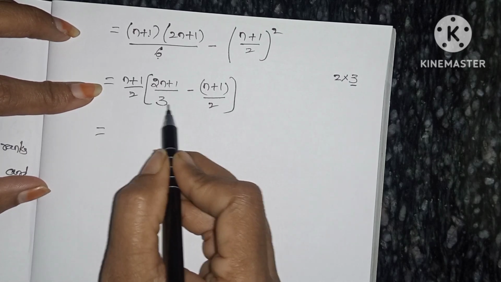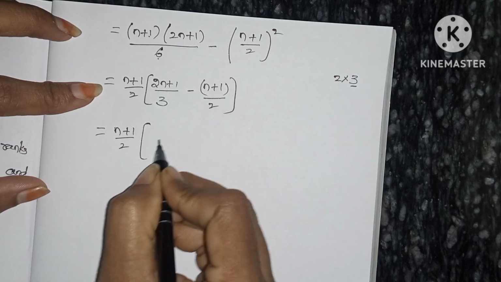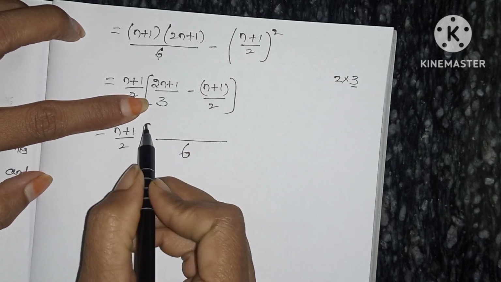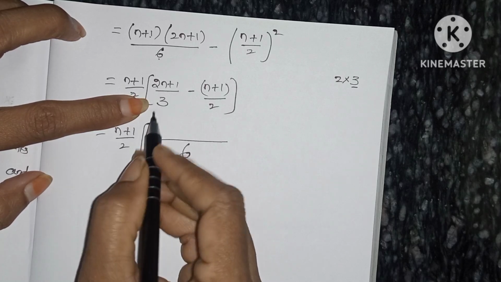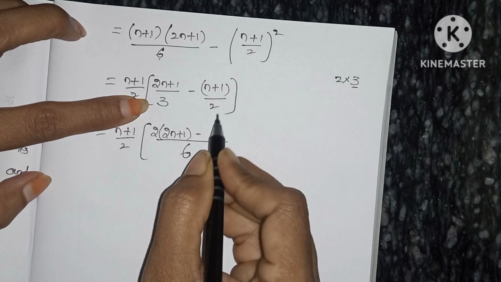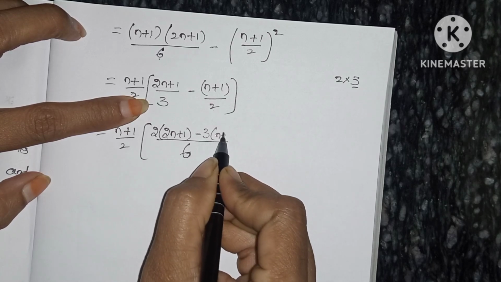Now we have to simplify this term, n plus 1 by 2, and the LCM is 6. Here 3 twos are 6, so 2 into 2n plus 1 minus 3 into n plus 1.